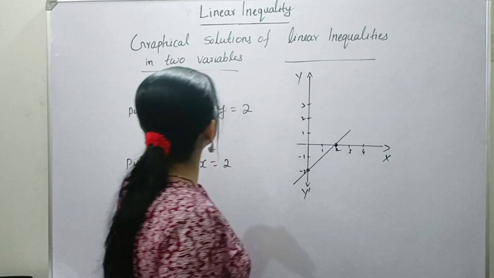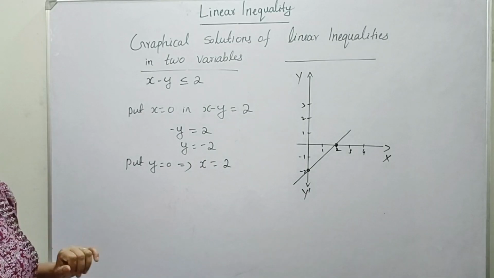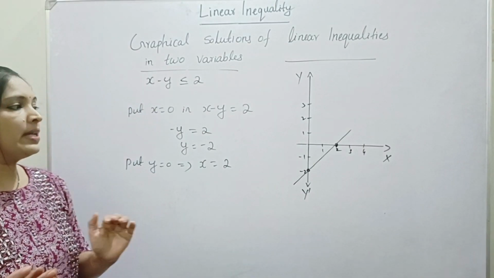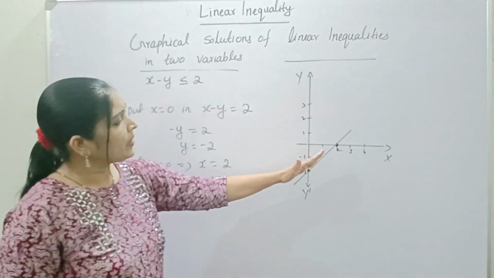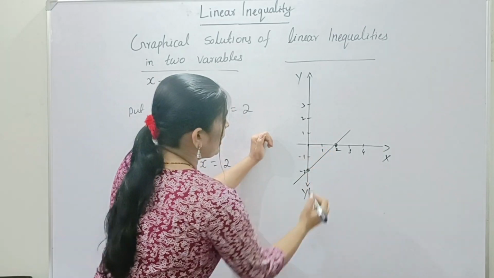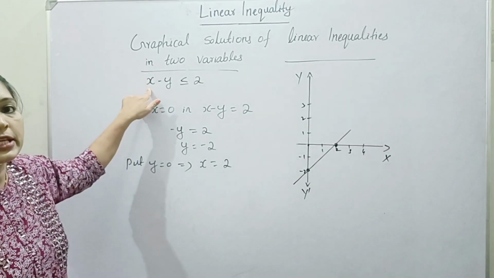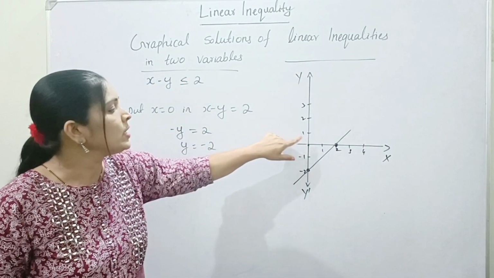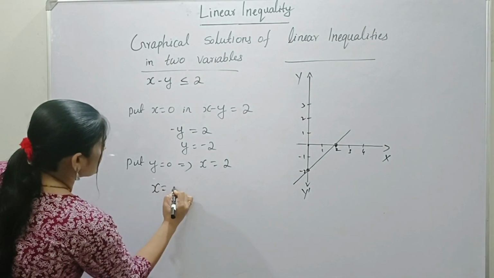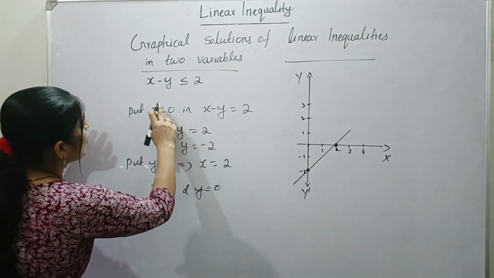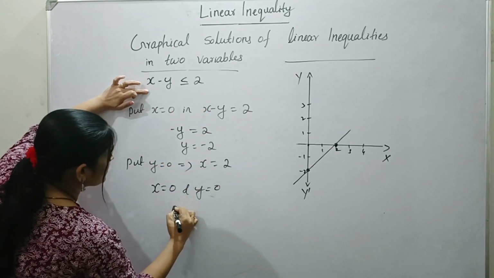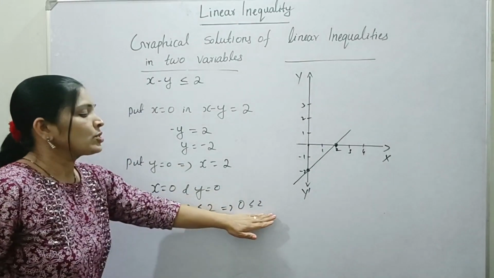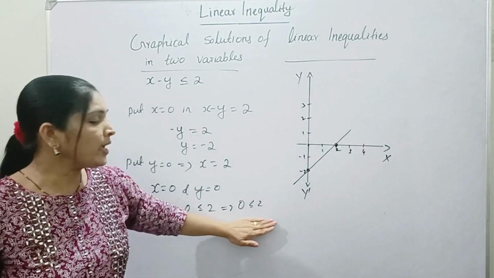Look at our inequality, x minus y less than or equal to 2. Now here we are confused about where it is less than and where greater than. First of all, look at the origin. Let us substitute zero values, x equal to 0 and y equal to 0, which is nothing but the origin of the graph, right? What is the inequality? 0 minus 0 less than or equal to 2. That implies 0 less than or equal to 2. So it is true, right? 0 is less than 2.